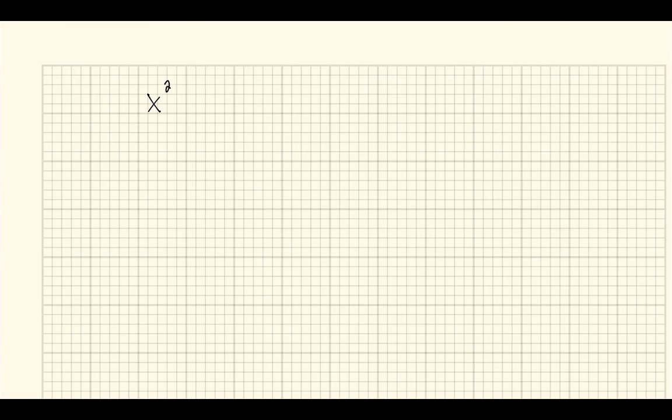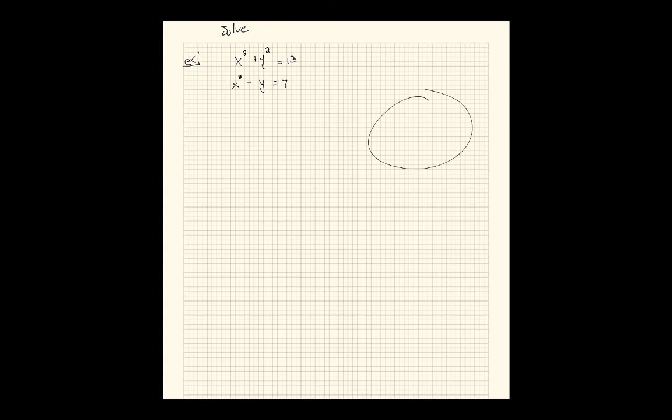X squared plus y squared equals 13, and x squared minus y equals 7. Let's solve. Okay. So this one, we have a circle with a parabola. So think if I have a circle and a parabola, I have a possibility of 4 solutions here. Right? 1, 2, 3, 4. So let's see what happens.